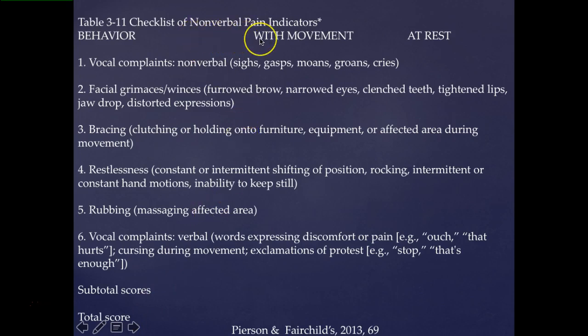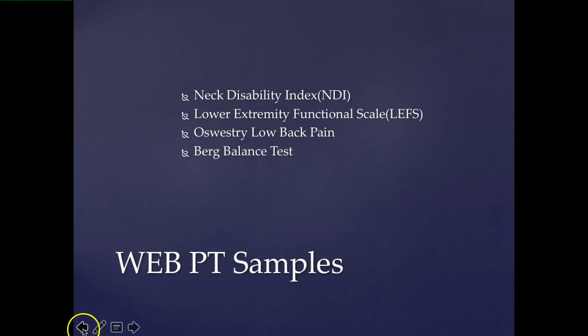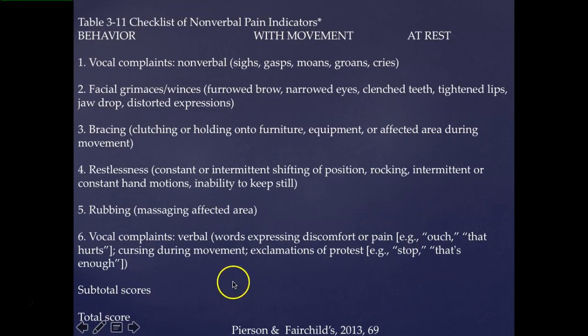This is a checklist of nonverbal indicators that you might have. Whoops, sorry about that, getting happy with my clicker there. So then I have vocal complaints. There's the sigh, the gasp, the moans, that kind of stuff. And there's facial grimaces, and that's why sometimes when you're measuring somebody's range of motion, you're going to come from in front, or if you're palpating something, so you can see what they're doing.